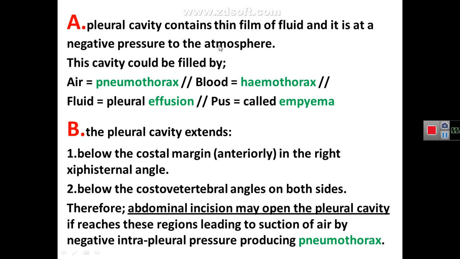Actually, this film of fluid is always at a negative pressure in regard to the atmosphere. And so, for example, if there is a wound into the thorax, or a rupture of the lung, the negative pressure of the pleural cavity will lead to entry of air, either from outside or from the lung, into the pleural cavity. So air in the pleural cavity is called pneumothorax. And sometimes this wound or rupture of the lung will lead to accumulation of blood in the pleural cavity. So it is called hemothorax.